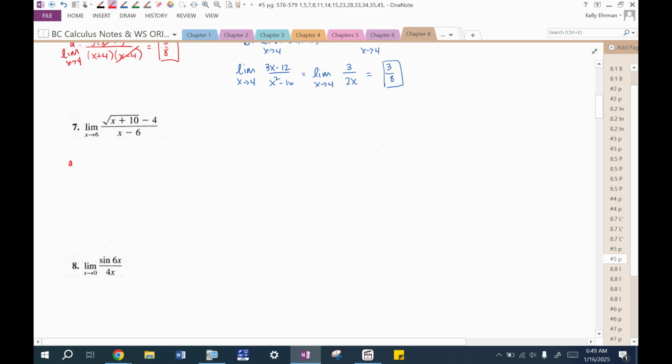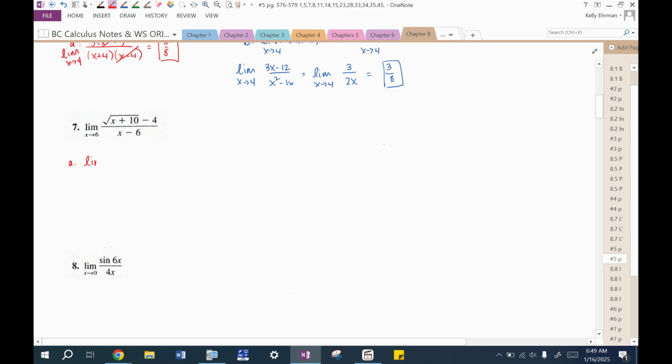Okay, what about number 7? If you plug in 6, you get 4 minus 4 on top, 6 minus 6 on the bottom. So that's why we're working on this, because 0 over 0 is an indeterminate form. So what did we do to work on this?